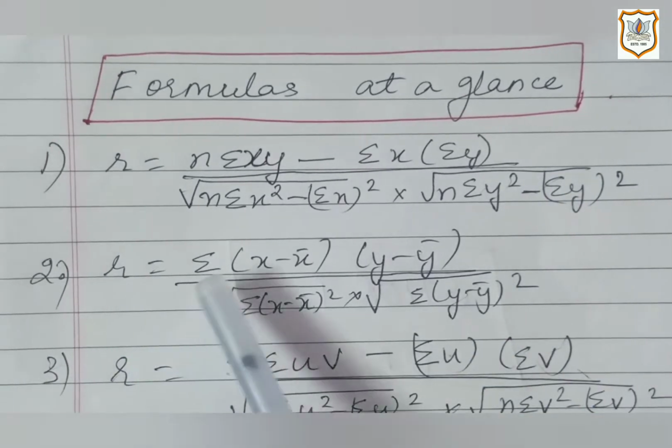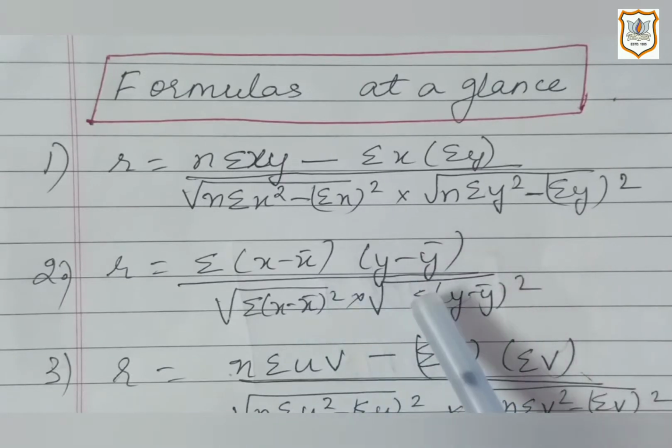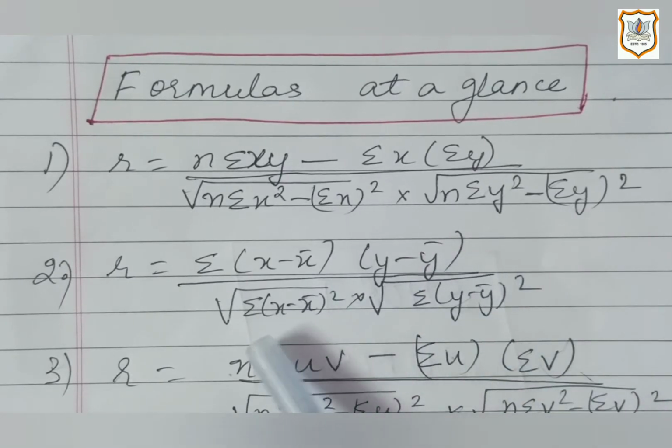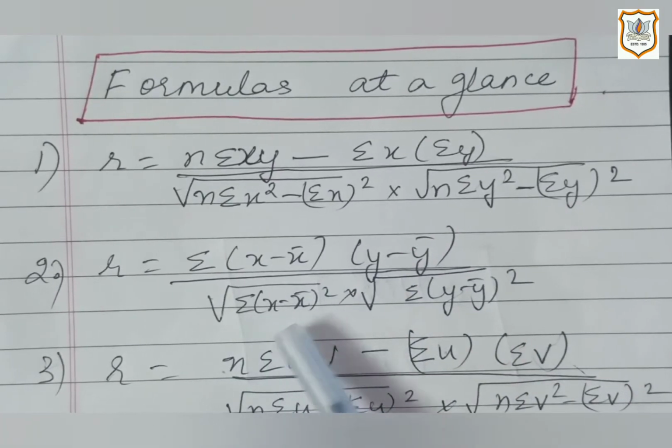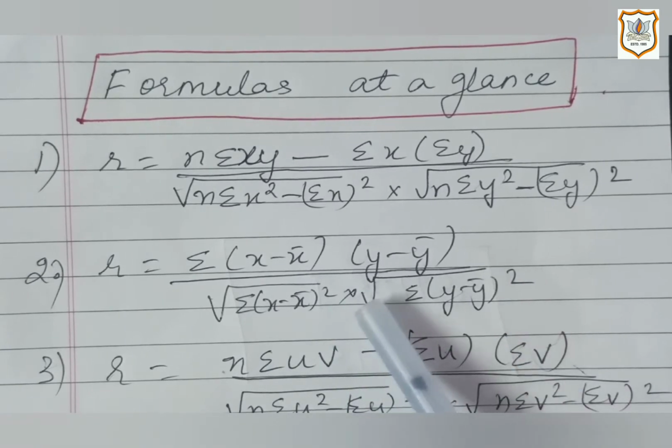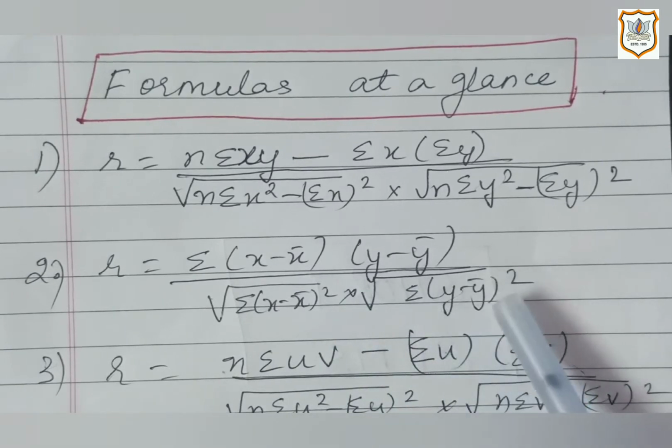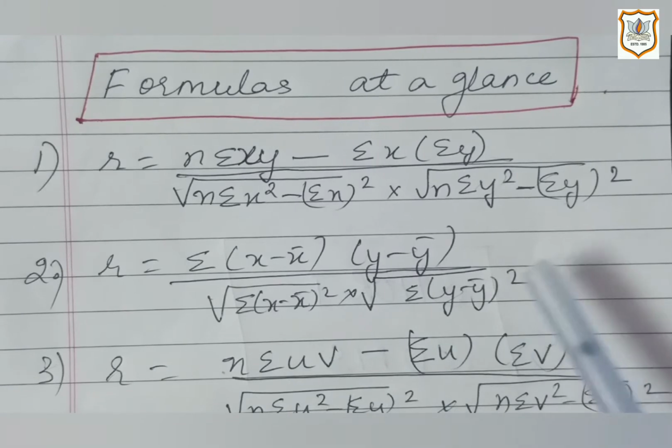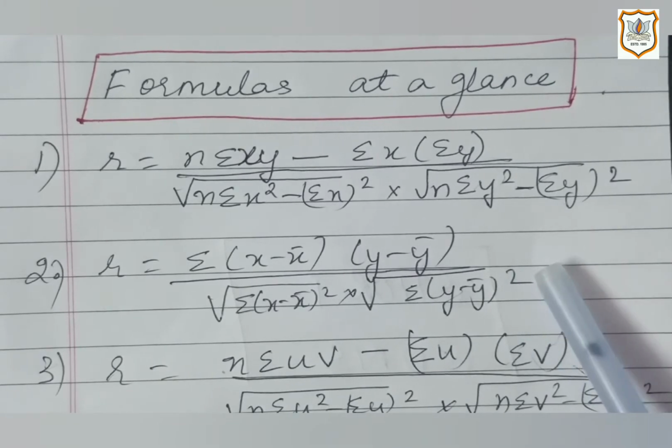Second formula is R = Σ(x − x̄)(y − ȳ) / (√Σ(x − x̄)² × √Σ(y − ȳ)²). This formula we applied when the mean was integer.